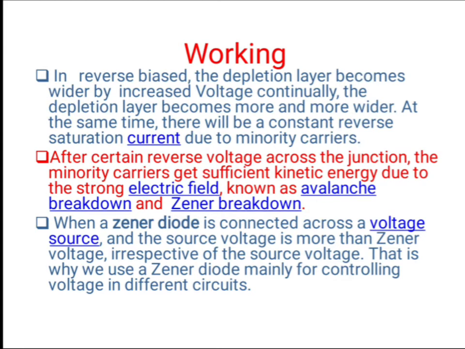Working of the Zener diode: as I told you, the Zener diode is mainly used in reverse bias. In forward bias, it behaves like a normal PN junction diode. In reverse bias, it has two breakdown effects, called avalanche breakdown and Zener breakdown.